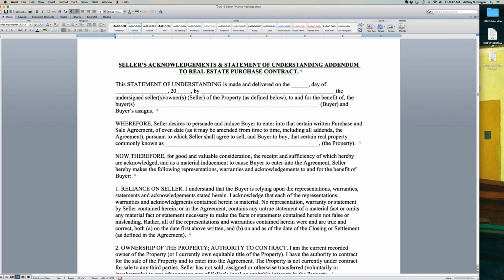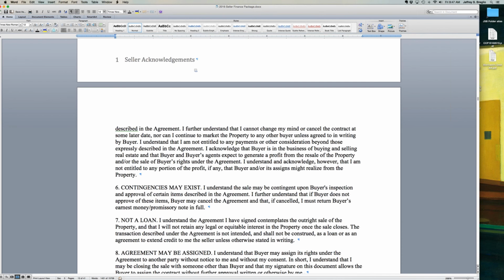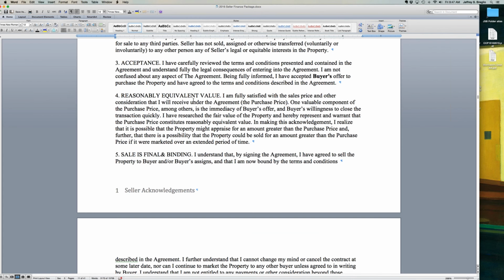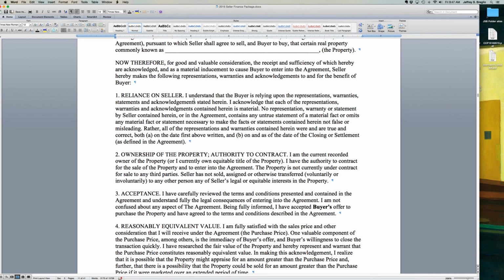This is seller's acknowledgement and statement of understanding regarding the purchase contract above. So this is really the disclosures you want to get the seller to sign. Okay. It just talks about that they have not been coerced. There's been no undue influence. That they understand that if there's an underlying mortgage, they're keeping that mortgage in place, right? That they're going to stay on that mortgage. That it's not going away, even though they don't own the house anymore.